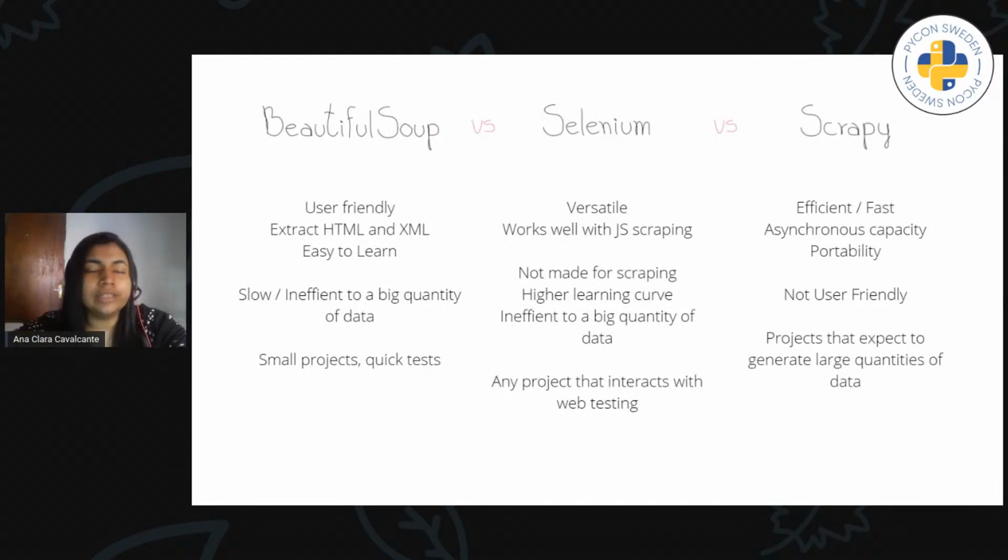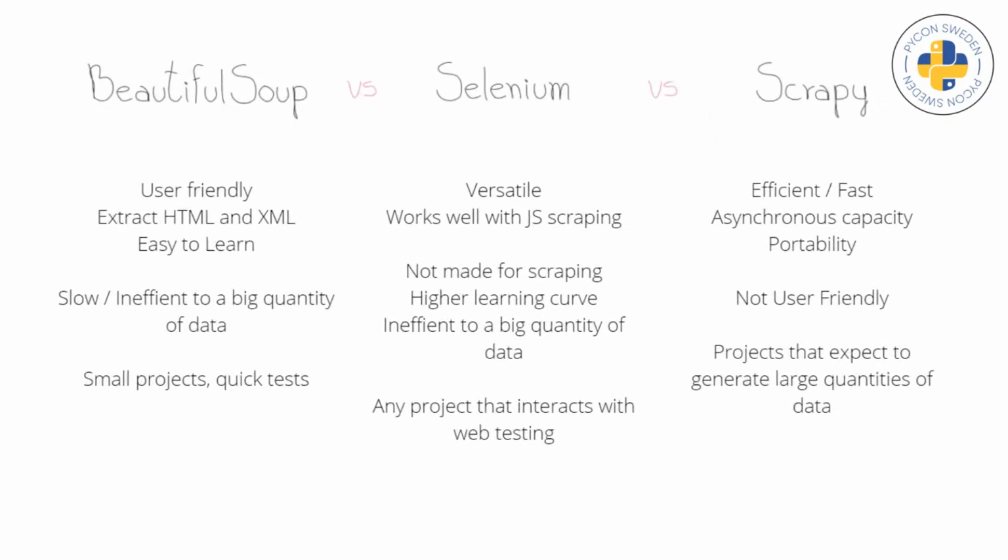Beautiful Soup has some pros, such as being really user friendly. It's much easier for someone who is a beginner, for example. If you know a little bit of Python and you know the basic structure of a web page, you should be okay dealing with Beautiful Soup. It extracts HTML and XML files. As I said before, it is easy to learn.